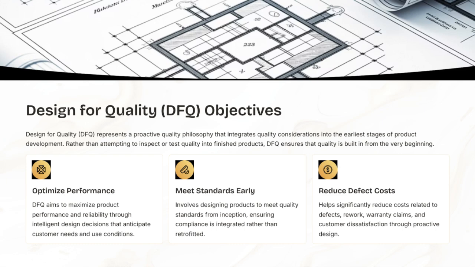In essence, Design for Quality is a proactive philosophy. Instead of relying solely on inspection or testing at the end, we embed quality into every stage of development. This way, quality becomes a fundamental part of the product, starting from the very beginning.